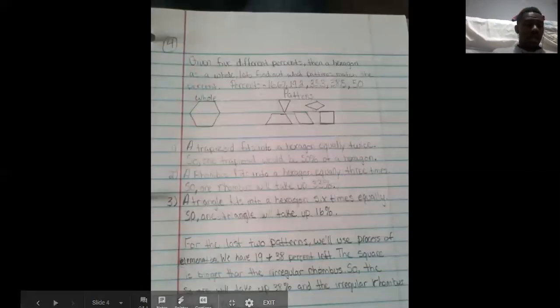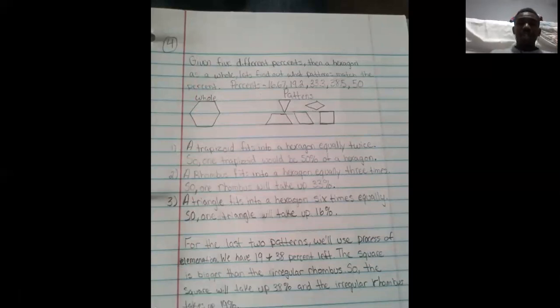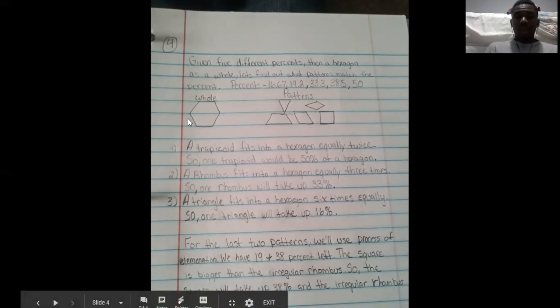Now, on to the last one that I did for us. Given 5 different percents, then given a hexagon as a whole, we're going to try to find out what patterns match the percents. It's just a matching game, guys. We have the 5 different percents, which are 16.67, 19.2, 33.3, 38.5, and 50%. And then right here, this is my whole. I have a hexagon. And then my 5 different patterns: we have a triangle, trapezoid, rhombus, an irregular rhombus, and then a square.